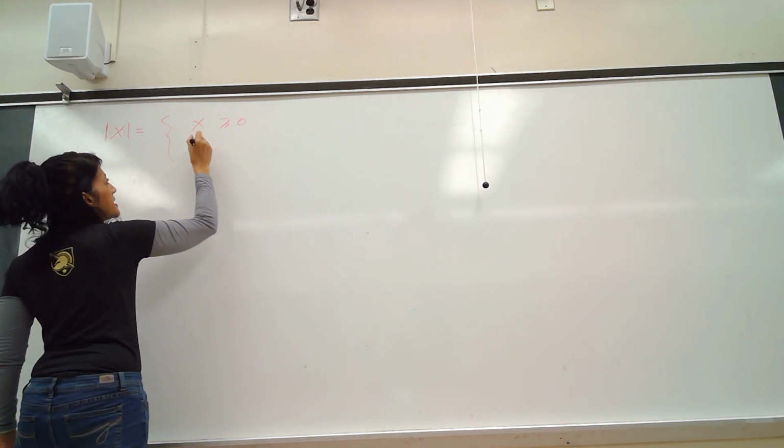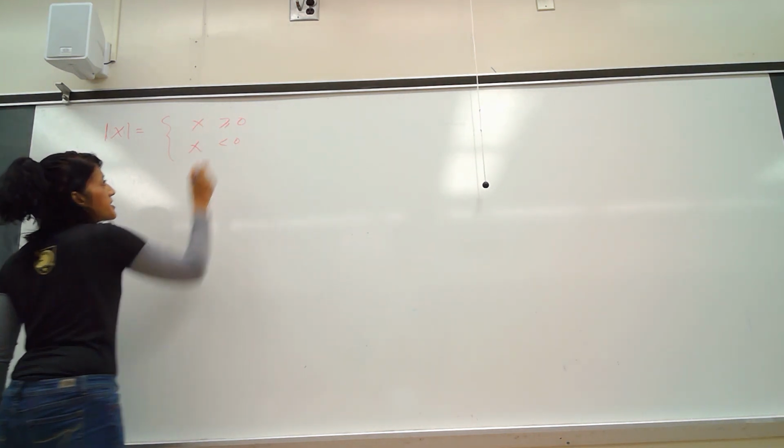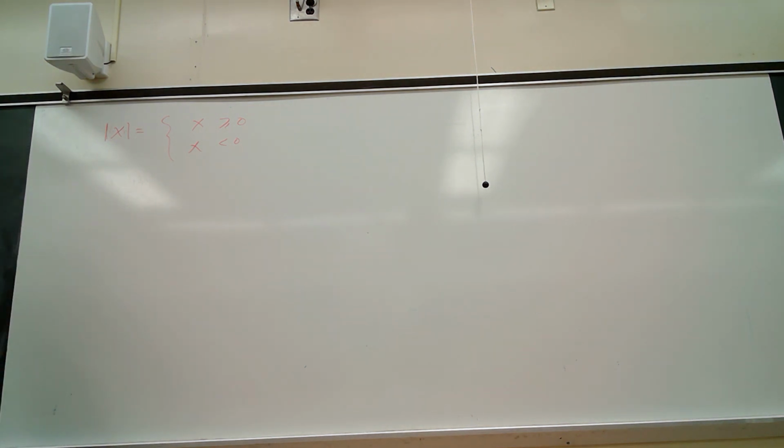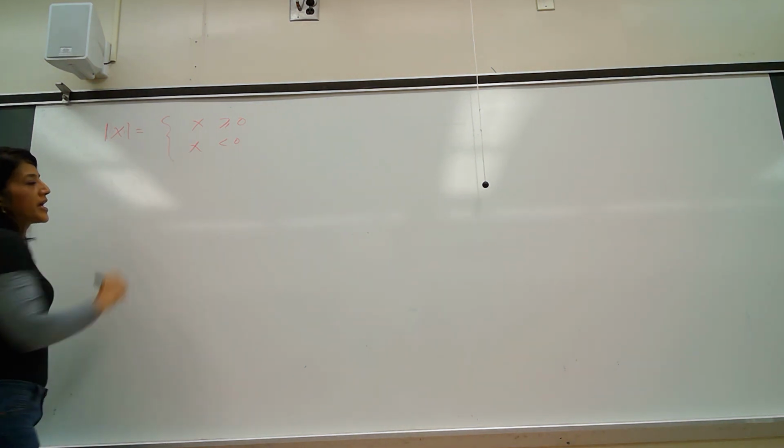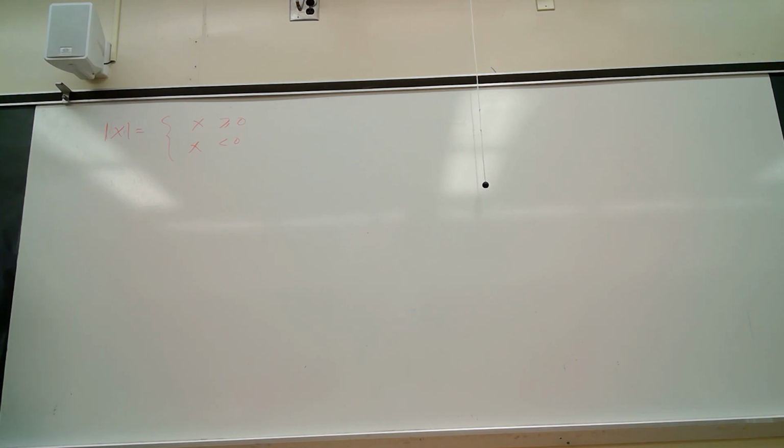I define it like this. It doesn't really matter where the 0 goes. I attach it to that one. But I've also seen it where you let x equal 0 be a separate thing. So this is the definition of absolute value. It's actually a piecewise defined function.